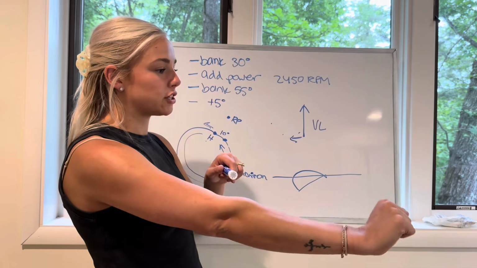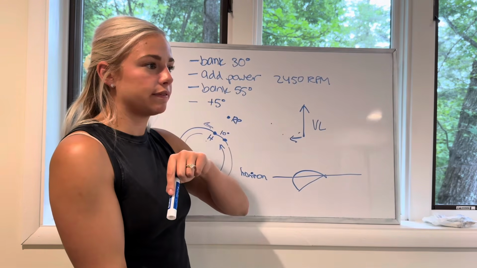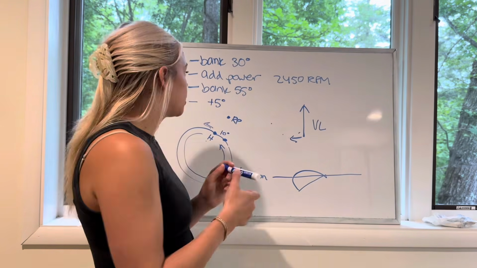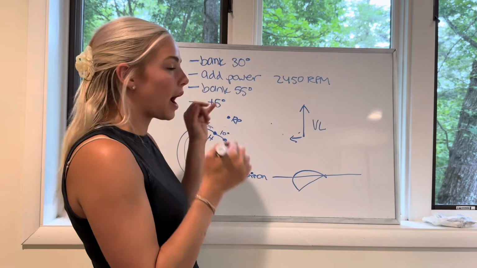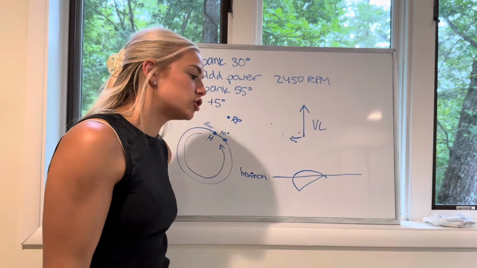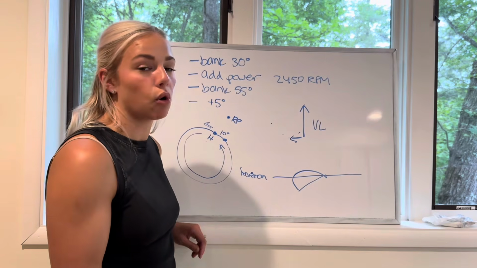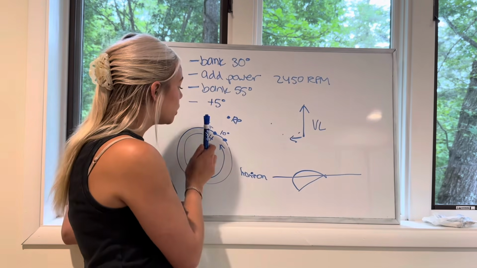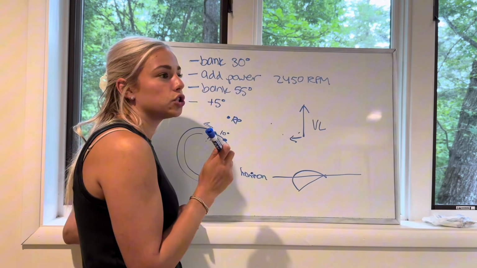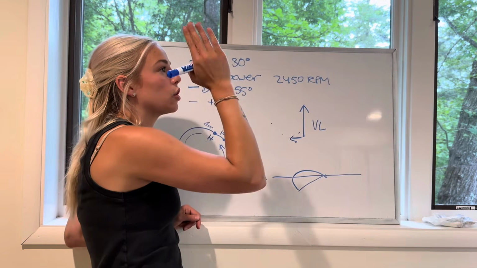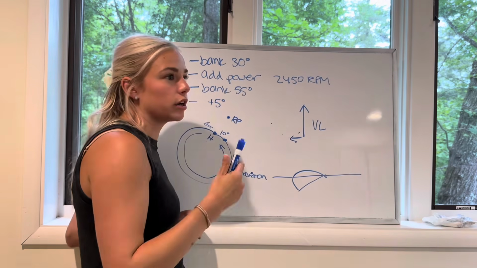Bank 30 degrees, add your extra touch of power, continue banking to 55, pitch up to that +5 on your attitude indicator, hold your altitude, hold your airspeed, make that 360-degree turn, and then roll out 10 degrees before your starting heading. And you should also be referencing your reference point and your heading when you're rolling out.